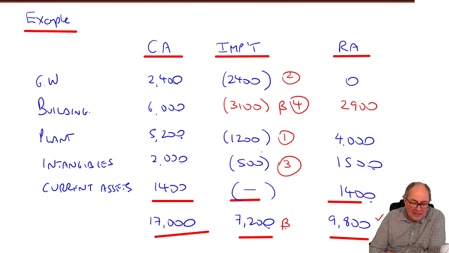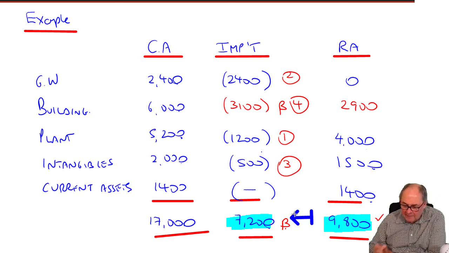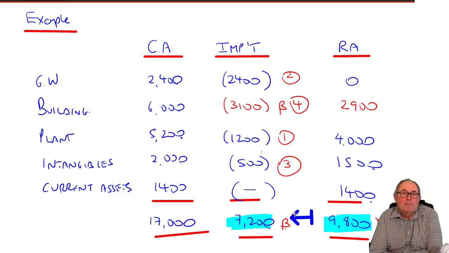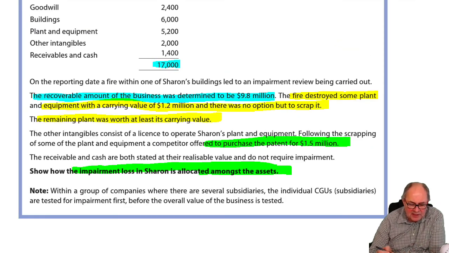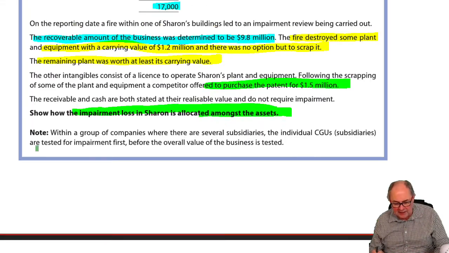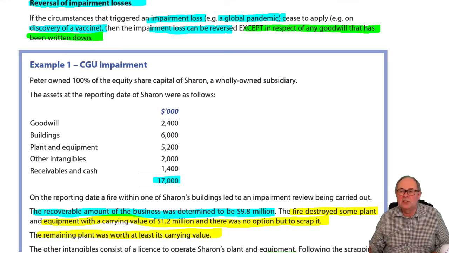So when you look back through that, the first thing that we did was to identify the 9,800 and the 7,200. And after that, we started to decide how the impairment would be allocated around the assets. As with many things, you'll have met it in financial reporting before, but it's always good to look at these things again because they sometimes get a little bit rusty. But there is your core knowledge again in terms of impairment of assets, particularly impairment of cash generating units.